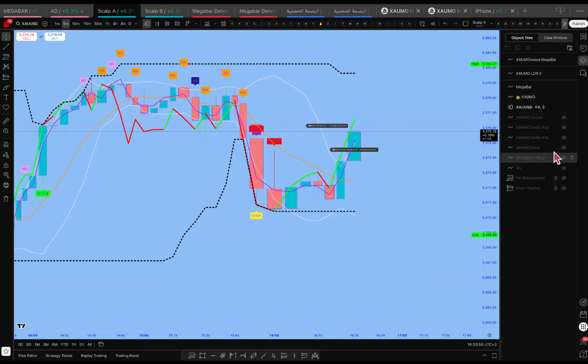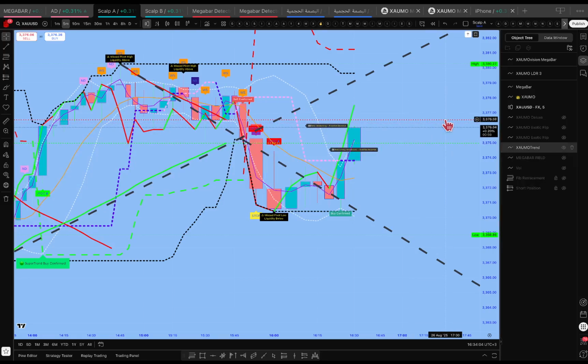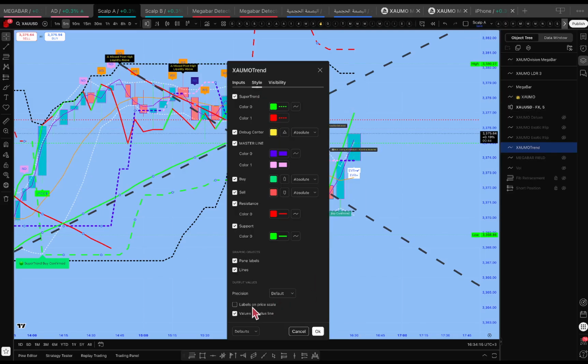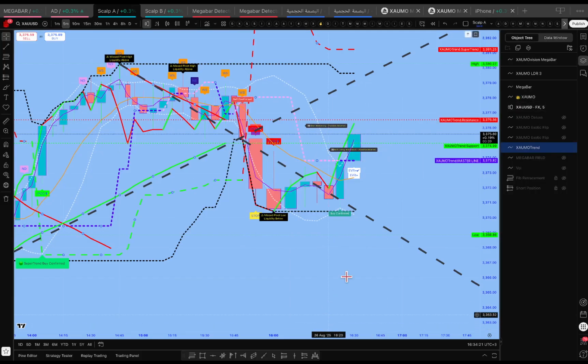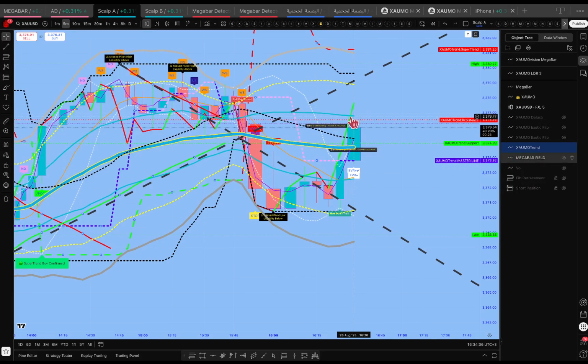And if we add the XAUMO trend, okay, here we are in the XAUMO trend. Wow, this is the resistance line. We are crossing the resistance line here, as you see. Style, price on label scale, and here you see we already crossed, we are almost there, going to cross the trend line. And this is the megabar field, the field of control. We are hitting here, and the resistance is close to the VWAP 1.